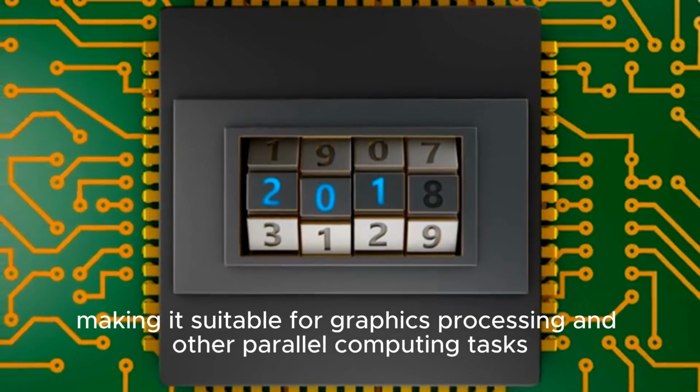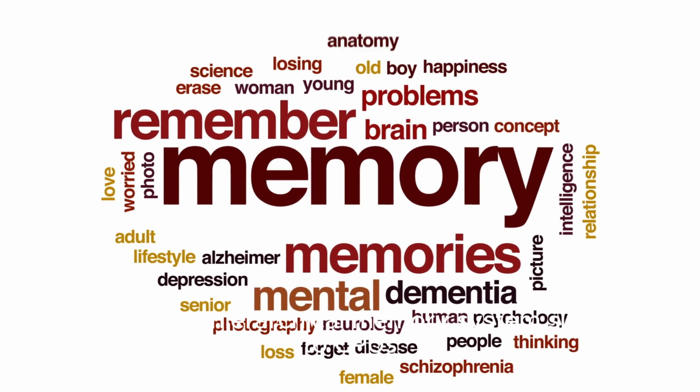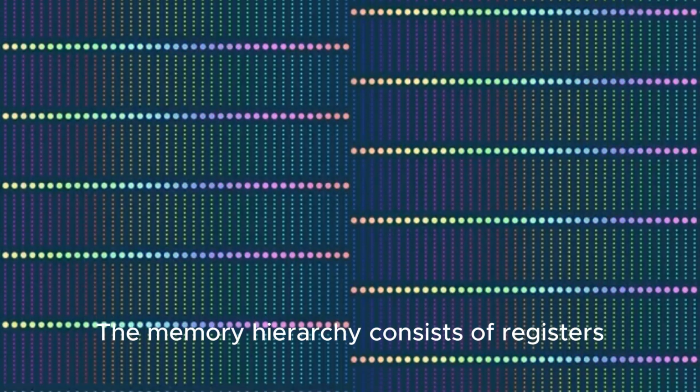Memory plays a crucial role in the performance of a graphics card. GPUs use a hierarchical memory system similar to CPUs, but optimized for graphics. The memory hierarchy consists of registers.